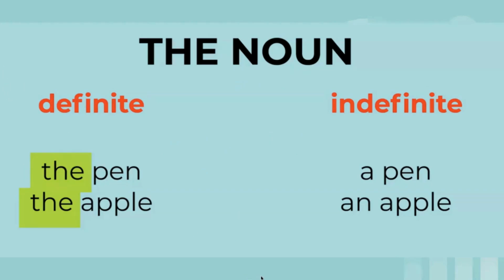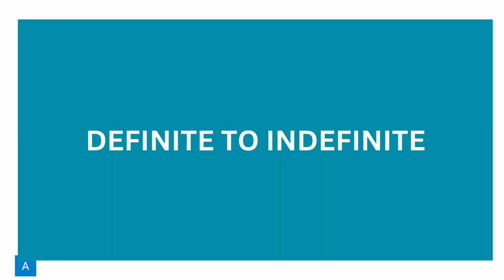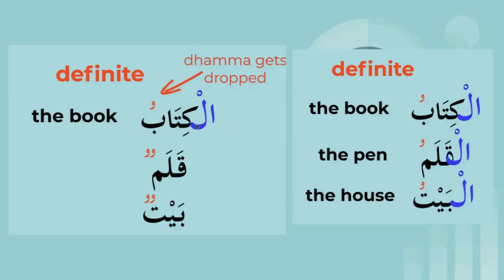Let's move forward. We know how to convert an indefinite word into a definite word. Let's see an example. Kitabun becomes al-kitabu. Qalamun becomes al-qalamu. Baitun becomes al-baitu.